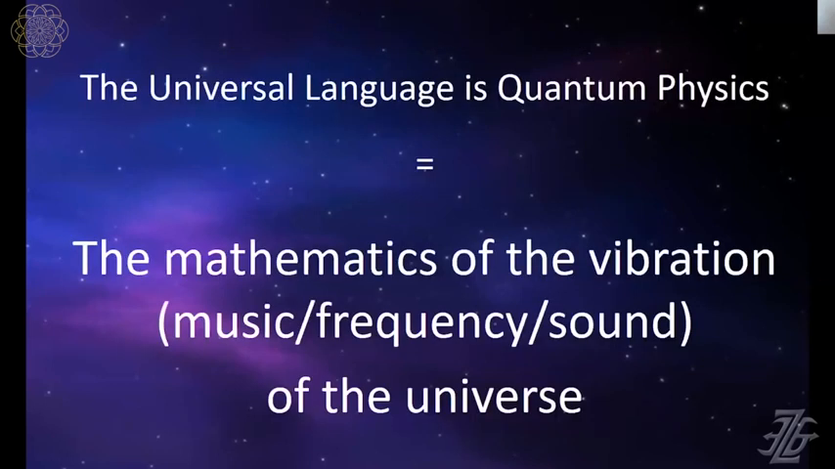And here's an equation that I came up with. So universal language to me is quantum physics, because quantum physics is the mathematics of sound and vibration. The mathematics of sound and vibration is quantum physics. So the universal language of quantum physics equals the mathematics of the vibration of the universe.